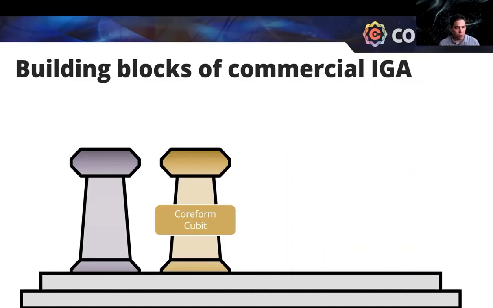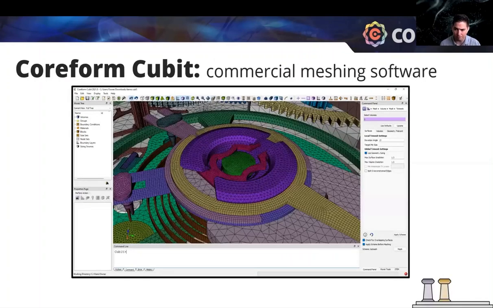So now on to mesh generation. At Coreform, we developed a world-class meshing software called Coreform Cubit, which we use to build our U-spline meshes as well as traditional FEA and CFD meshes. Coreform Cubit is a mature meshing software. It's been in development for nearly 40 years.